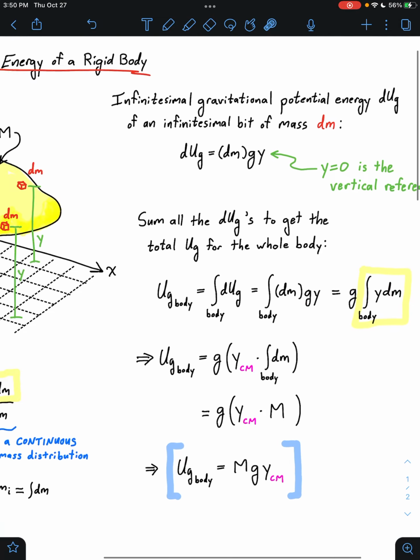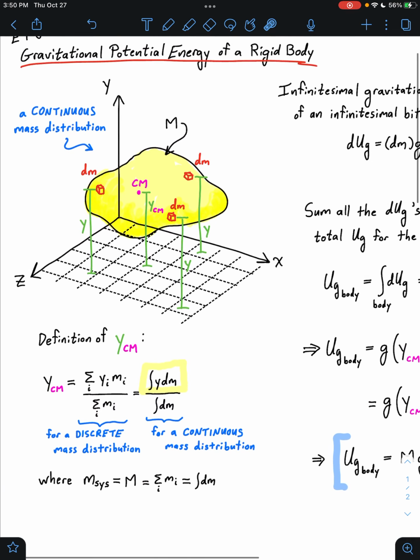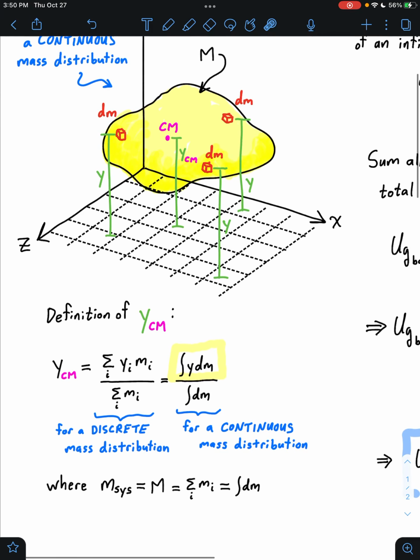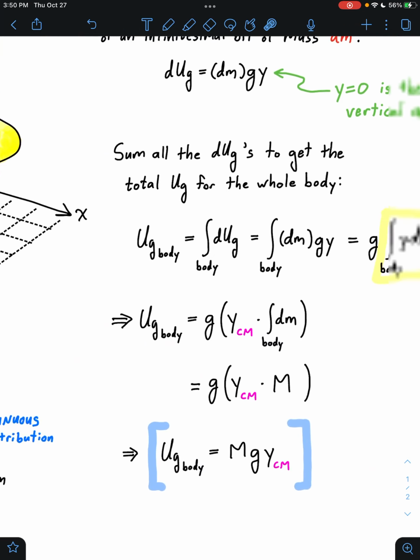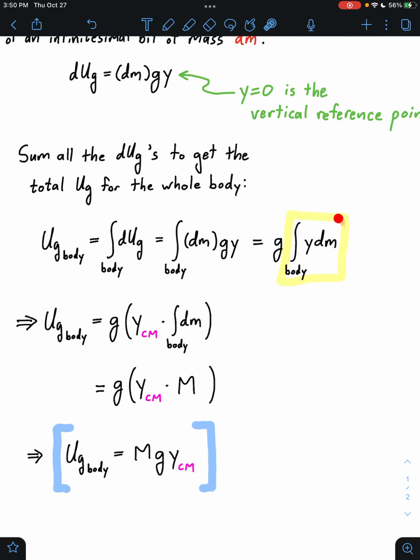And here's where we'll go to our definition of the center of mass, or the y-coordinate of the center of mass of our body in particular. There will be a center of mass. Its y-coordinate is given by this expression here, or would be if we had a discrete mass distribution. If we have a continuous mass distribution, then these sums get replaced with integrals. And the numerator here we recognize as being exactly the term that we wanted to evaluate over here to find the total gravitational potential energy.